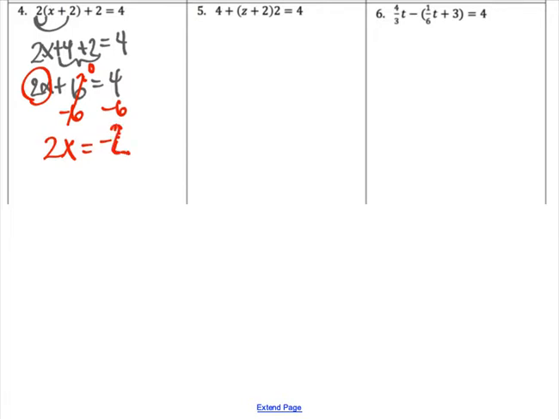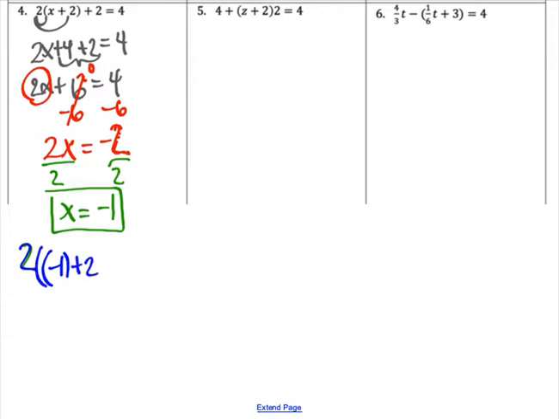And then we need to make the coefficient of the variable term 1. We're going to divide by 2 to accomplish that. x equals negative 1. That is our answer. And then just checking your answer, we've got 2 times (x plus 2) plus 2 is 4. Well, negative 1 plus 2 is 1. 2 times 1 is 2, plus another 2 equals 4. That is true. Okay, next example.